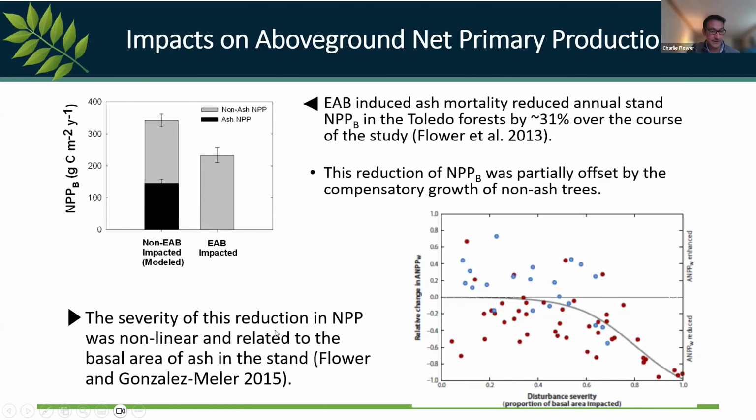And the severity of this reduction in NPP was nonlinear and related to the basal area of ash in a stand. And so we can see that, one of the things to really be concerned about here as far as disturbance severity is when you get up into this kind of 60 to 80% decline or disturbance severity threshold, things become nonlinear. And it's kind of a really big problem because resilience of these systems is going to fall out pretty quickly at that stage.